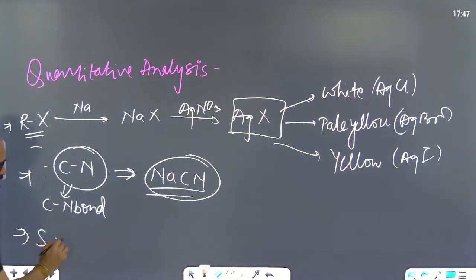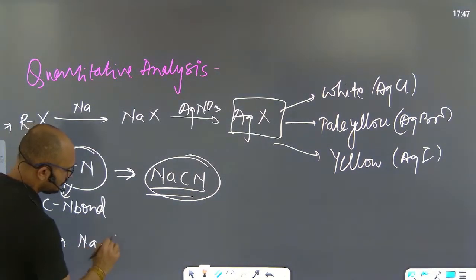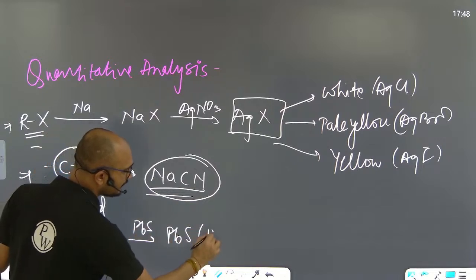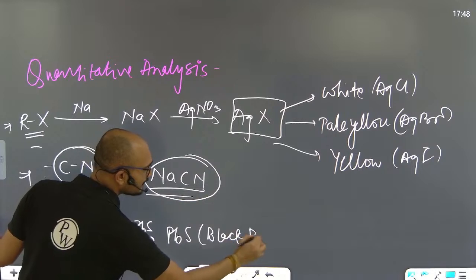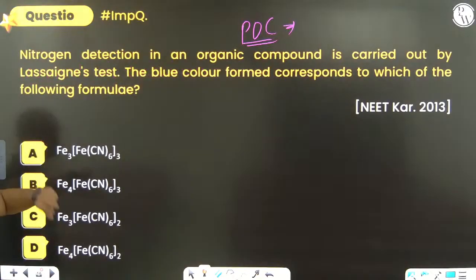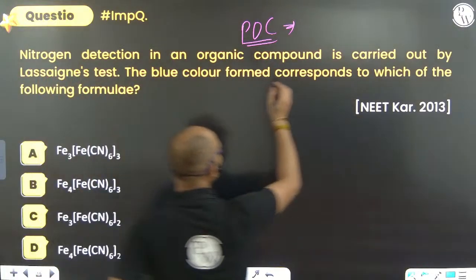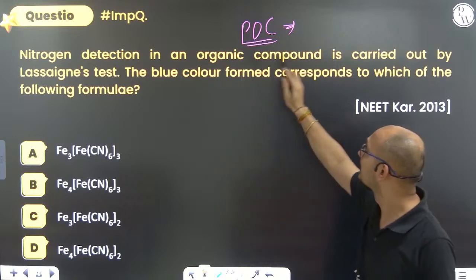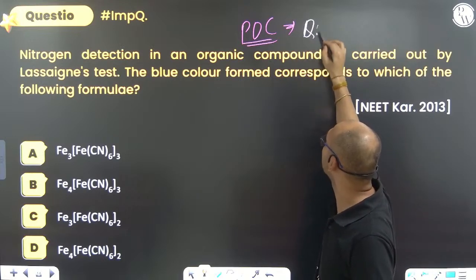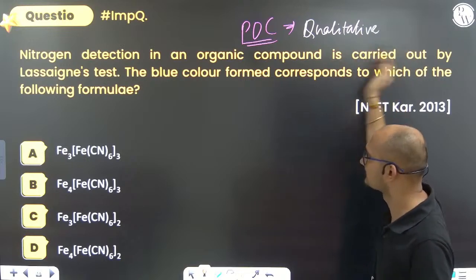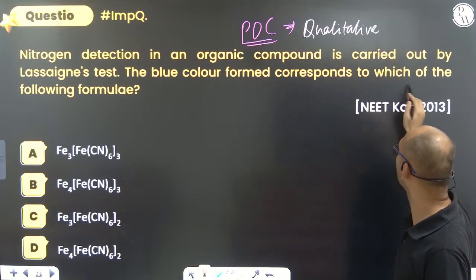Similarly, there is sulfur also. Sulfur converts into Na2S. Then if you make it react with lead, it will convert into PbS, that is a black precipitate. So similarly, it is for phosphorus, and many things are there. We'll just keep on talking as the question comes. Nitrogen detection in an organic compound is carried out by Lassaigne's test. Okay, Lassaigne's test means it is talking about qualitative analysis. So the blue color formed corresponds to which of the following?